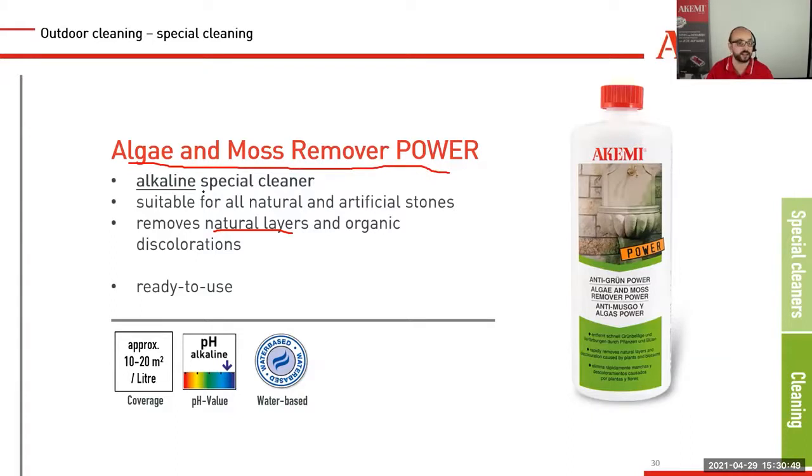It is an alkaline special cleaner. You can use it on all natural and artificial stones, also on ceramics. This product is ready to use, meaning you apply it pure on the dry stone. You use a scrub, for example a cleaning brush, which is also good. Apply it on the surface of the natural stone or the treated surface, and keep it for at least 15 to 20 minutes to let it work.